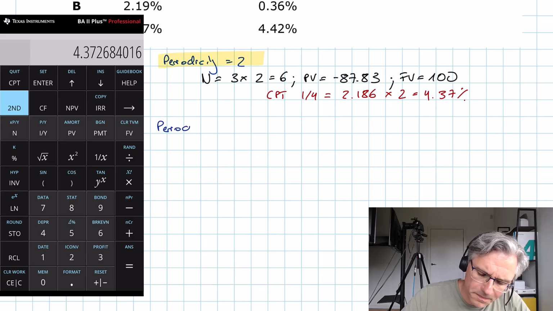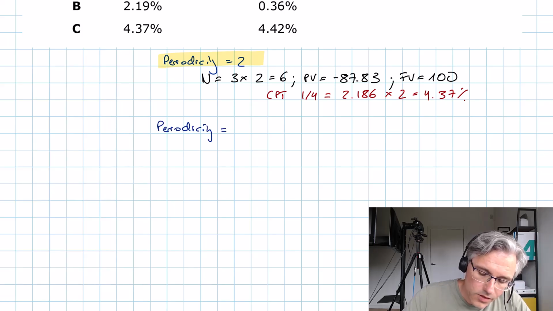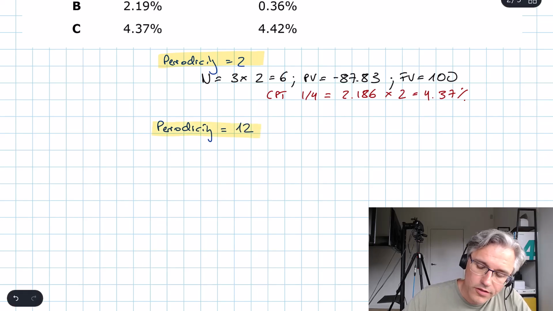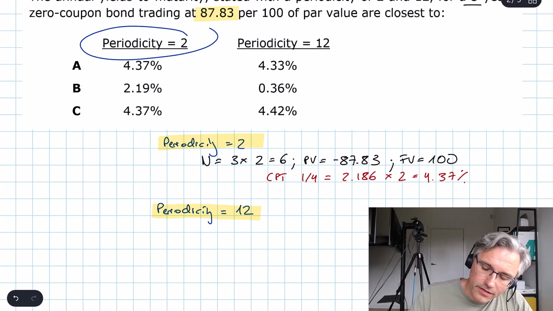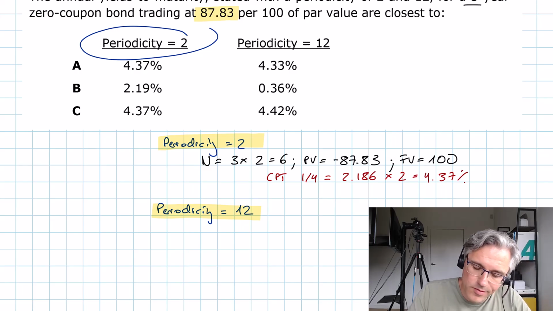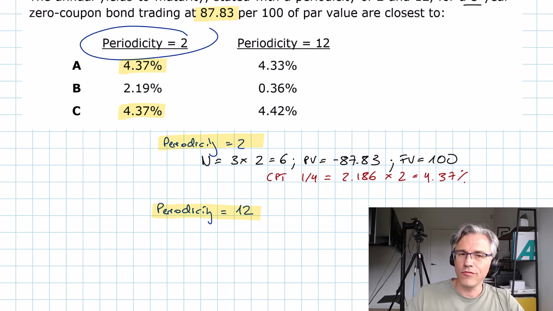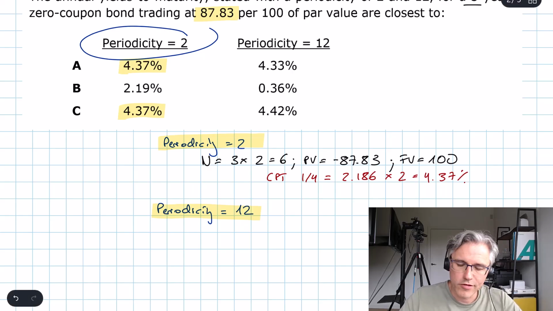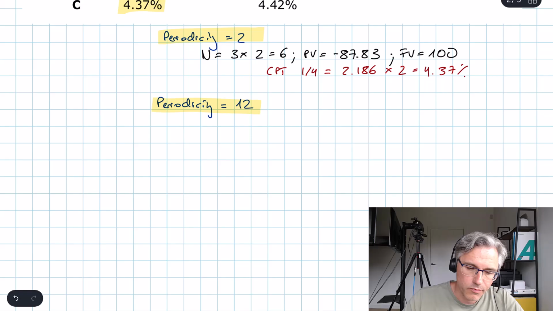Okay, let's do the same thing with a periodicity of... sorry, not with a periodicity of 2. We've already done that. With a periodicity of 12. To be honest, the first result, 4.37, narrows the choice down to A or C, and you can tell which one is going to be the right one simply from the relationship of the numbers. But let's do this properly.